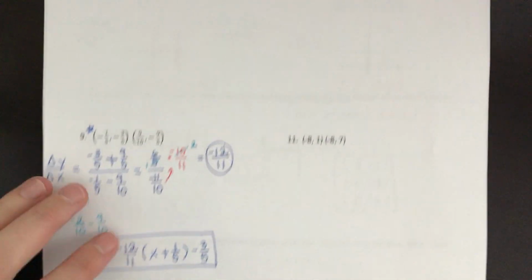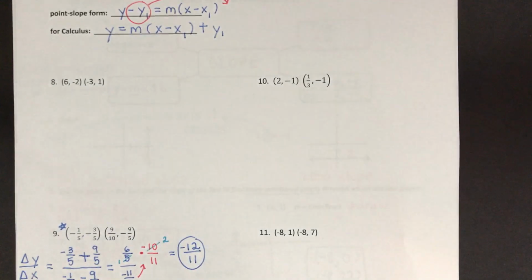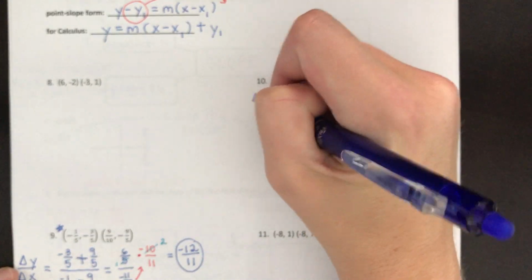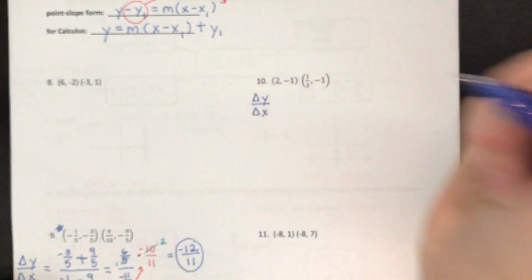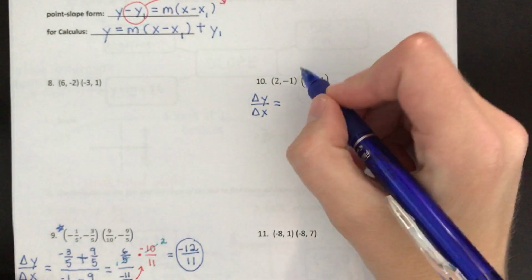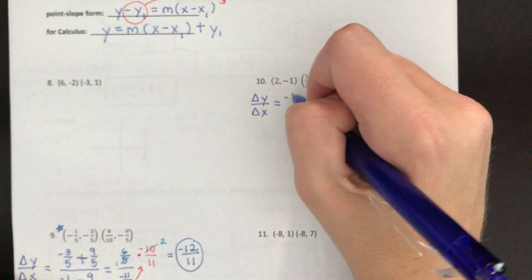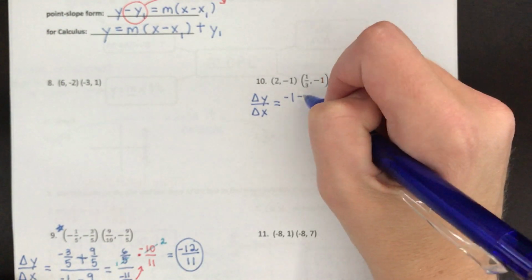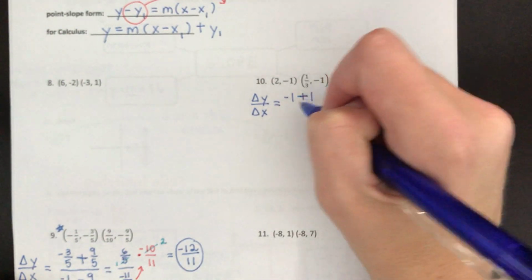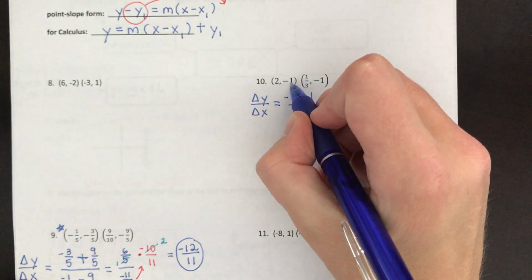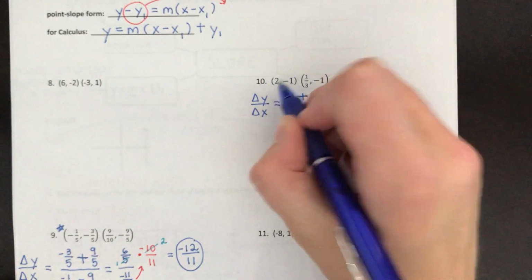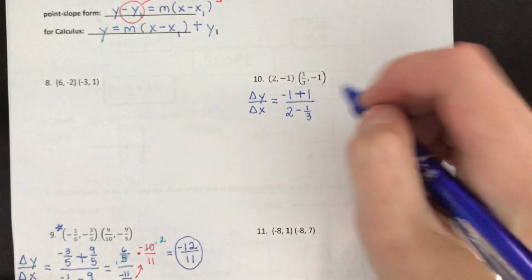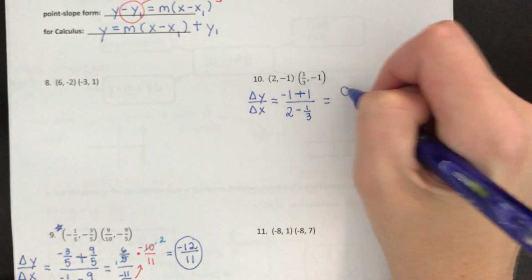Okay. All right, so let's look at number 10. On number 10, same process, change in y over change in x. So I'll do this one minus this one, so negative 1 minus negative 1. Again, minus a negative turns plus, over, since I started with this one for the y's, I have to start with this one for the x's, so 2 minus 1/3. On top, negative 1 plus 1 is 0.